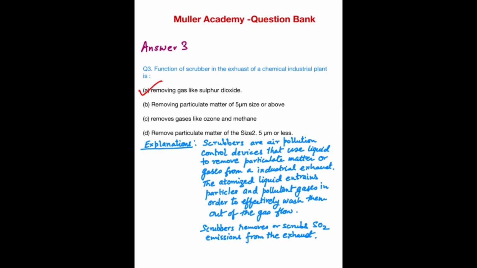So, what is scrubber? We have already explained this in our air pollution video. You can go there and see. Scrubbers are air pollution control devices. They use liquid to remove particulate matter or gases from an industrial exhaust. The atomized liquid entrains particles. Entrains means they capture the particle through some other substance. So they entrain particles and pollutant gases in order to effectively wash them out of the gas flow. So scrubbers remove or scrub SO2 emission from the exhaust.